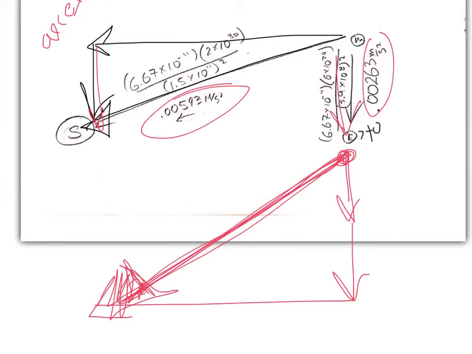The thing that I'm confused about is if the gravitational field on the moon due to the sun is greater than that of the Earth, right? 0.005 is greater than 0.002. How come the Earth doesn't pull the moon away from us?